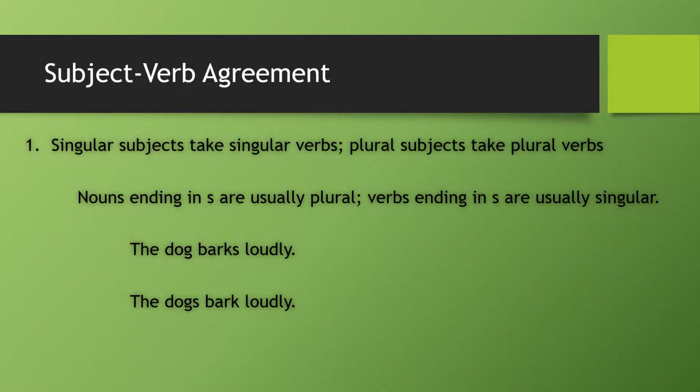Look at these two sentences. The dog, singular, barks loudly. So the singular verb ends in an S. The second sentence, the dogs, plural, bark loudly. So the dog barks loudly, or the dogs bark loudly. So singular subjects take singular verbs, plural subjects take plural verbs.